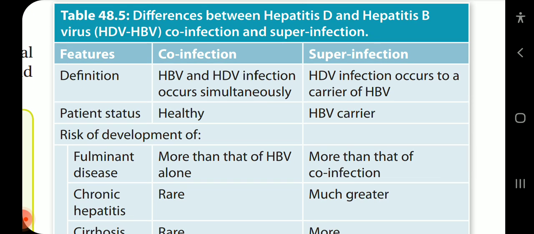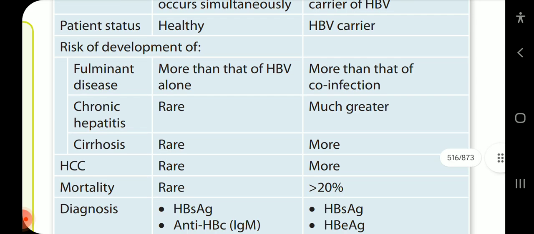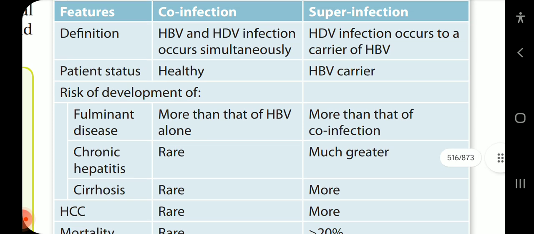Differences between hepatitis D and hepatitis B virus, HDV and HBV, co-infection and superinfection. In co-infection, HBV and HDV infection occurs simultaneously, while in superinfection, HDV infection occurs in a carrier of HBV. The patient's status in co-infection is healthy, while in superinfection is HBV carrier. The risk of development of fulminant disease is more than that of HBV alone in co-infection, and in superinfection it is even more than that of co-infection.